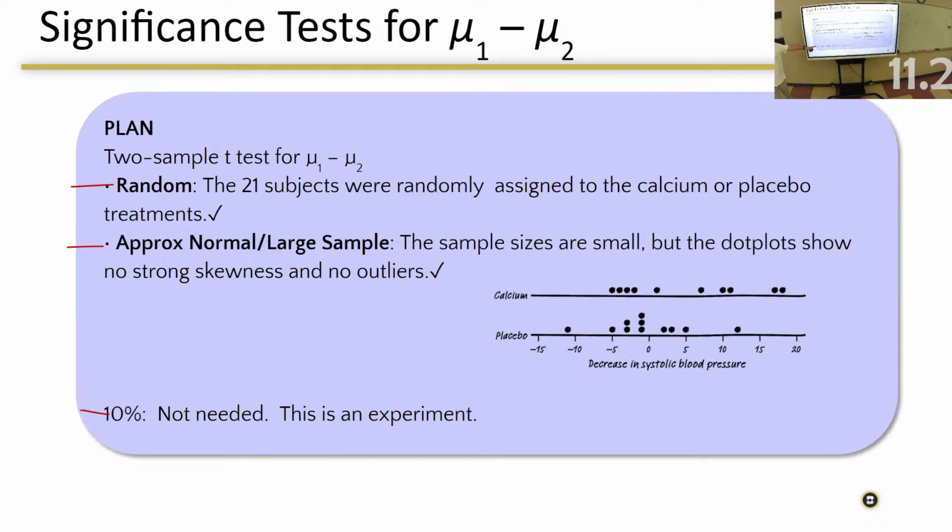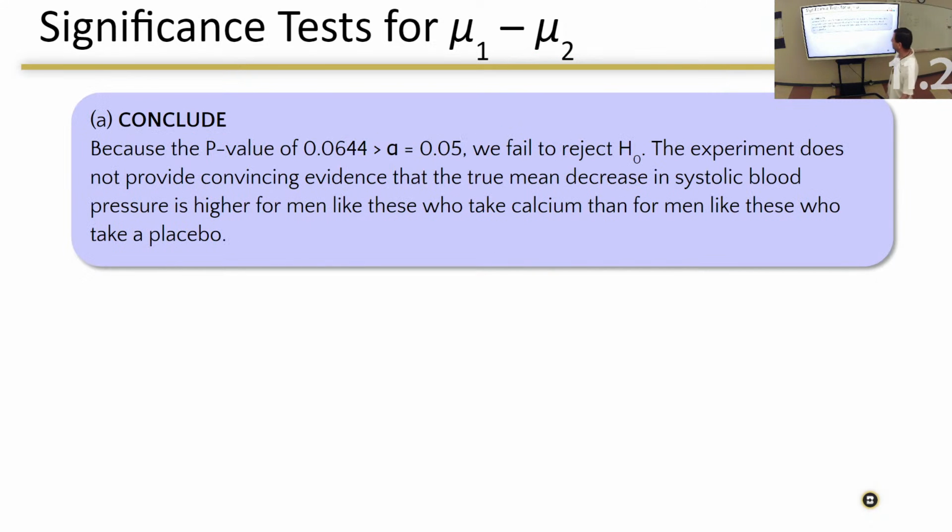You got to draw those graphs. You got to graph them. So transfer those graphs over to your paper. Put a couple numbers down just to show that you did it. Okay? Those will actually have 0 in the middle of it because they're positives and negatives. So that will help you graph it. The experiment does not provide convincing evidence that the true mean decrease in systolic blood pressure is higher for men like these who take the calcium from men like these who take the placebo.